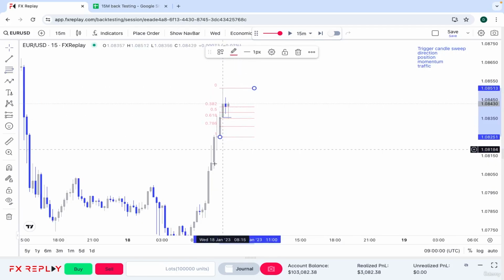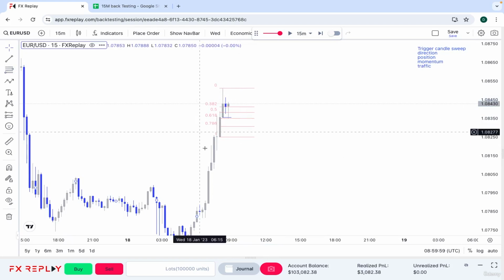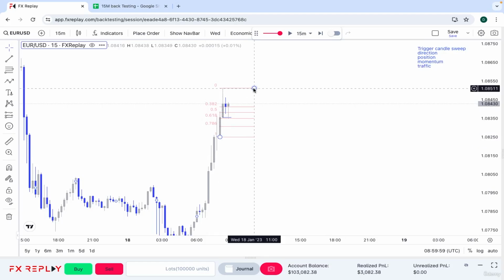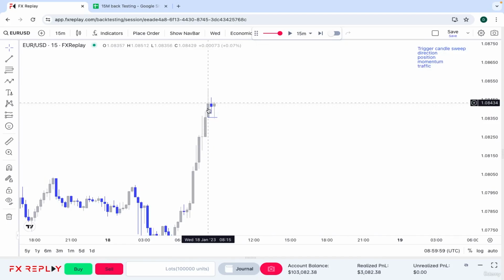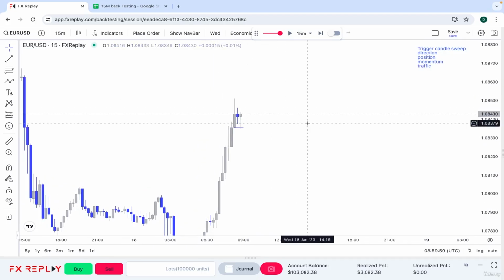As you can see, we've pushed up to here, pushed to here, pushed up to here, pushed to here, and then pushed right up to the top. So we've got position, so that's trigger candle sweep, direction, position, and we've got momentum. Look how big the move is, hardly a correction. Then we get our setup.